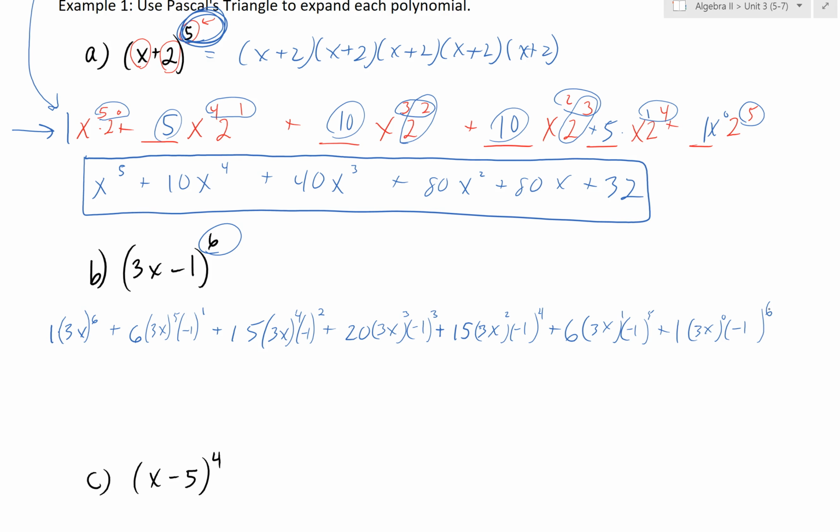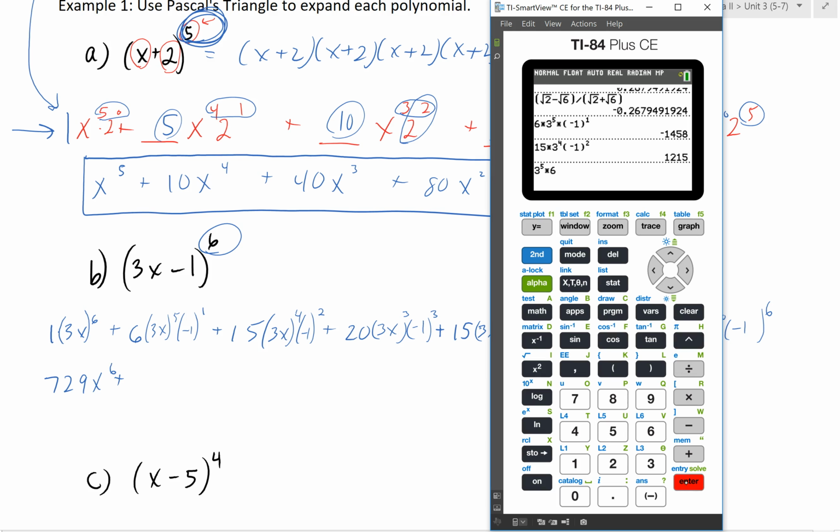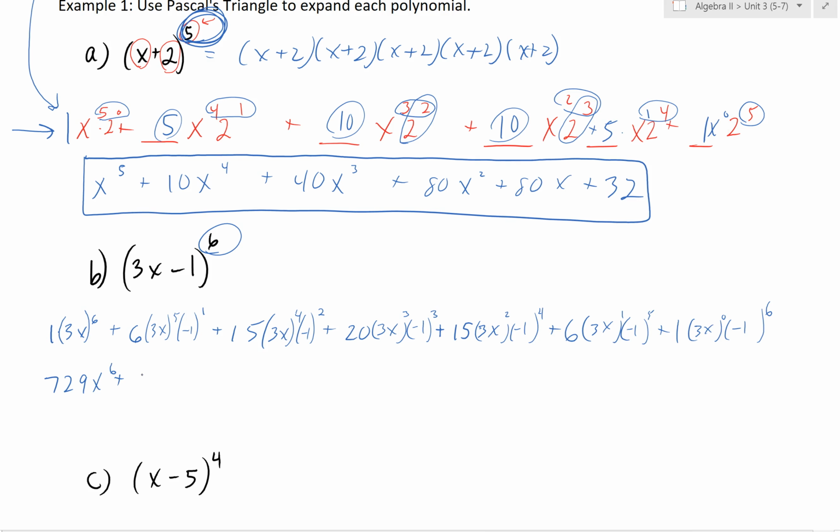And so we need 3 to the 6th power for the first one. Okay, so 3 to the 6th is 729, so this is going to be 729x to the 6th. And then for this one, we need 3 to the 5th times 6. So if I do 3 to the 5th times 6, that's 1458. And notice that it's negative 1 to the first power, which is going to be negative 1, so I'm going to change this to a subtraction sign. Okay, so it's minus 1458x to the 5th.